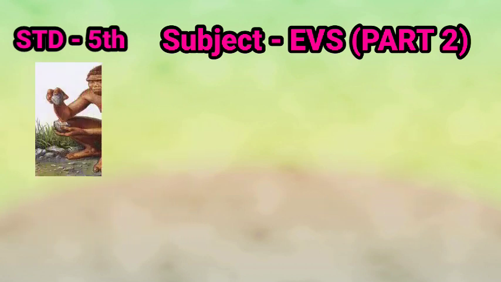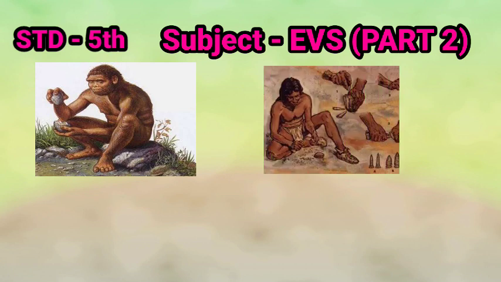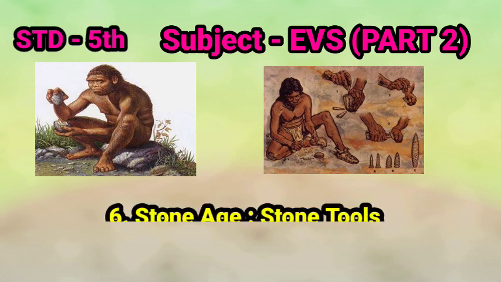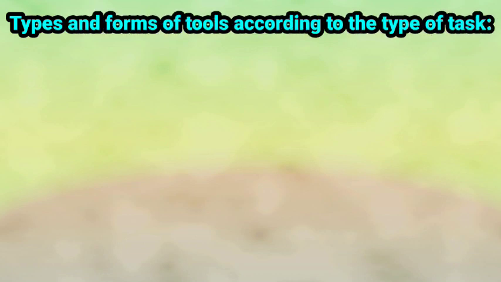Children, humans have many innate tendencies, and these tendencies inspire him to make a variety of things, weapons, and implements. So, children, in this lesson, we will learn about all these stone tools and the progress made in them. Lesson number 6, Stone Age and Stone Tools. Let's start. Number 1, type and form of tools according to the type of task.